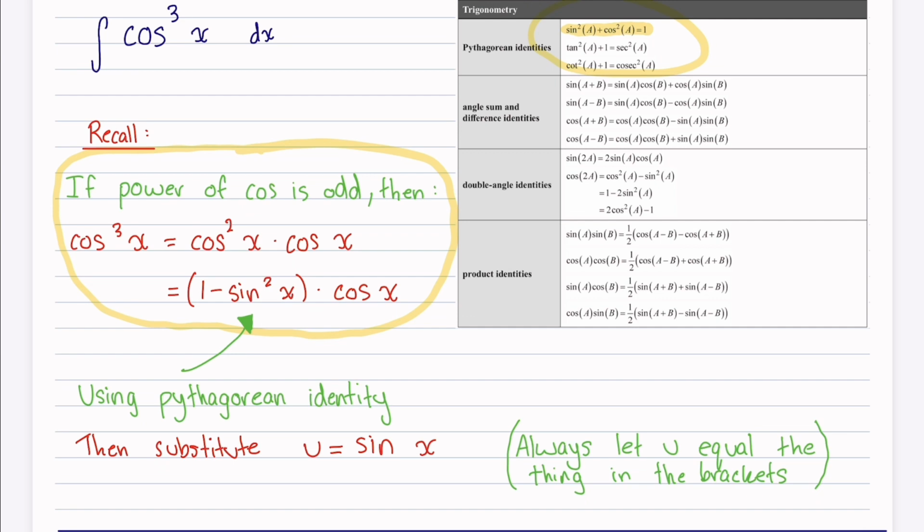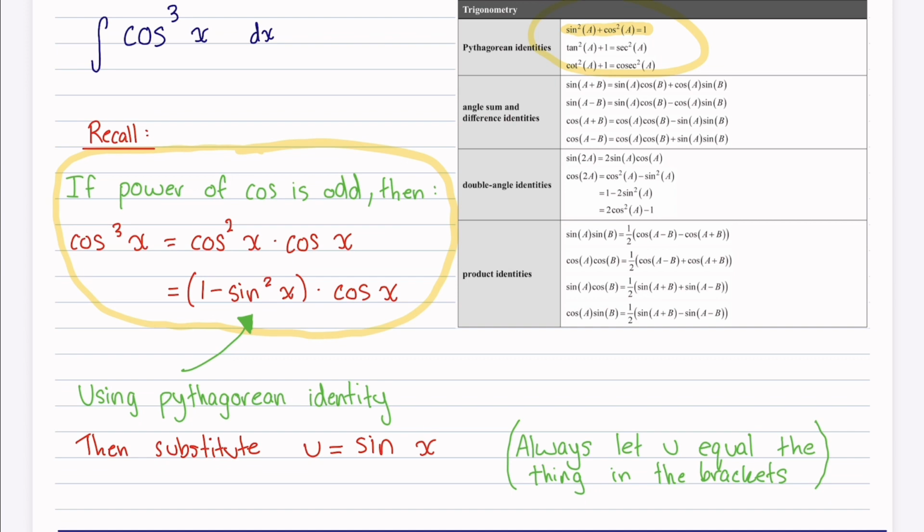The second thing that we have to recall is the Pythagorean identity. And if we rearrange the Pythagorean identity, we get that cos squared x, or cos x squared, is going to be equal to 1 minus sine x squared. So that's what we've done before we've even integrated. I've swapped cos x squared with 1 minus sine x squared.